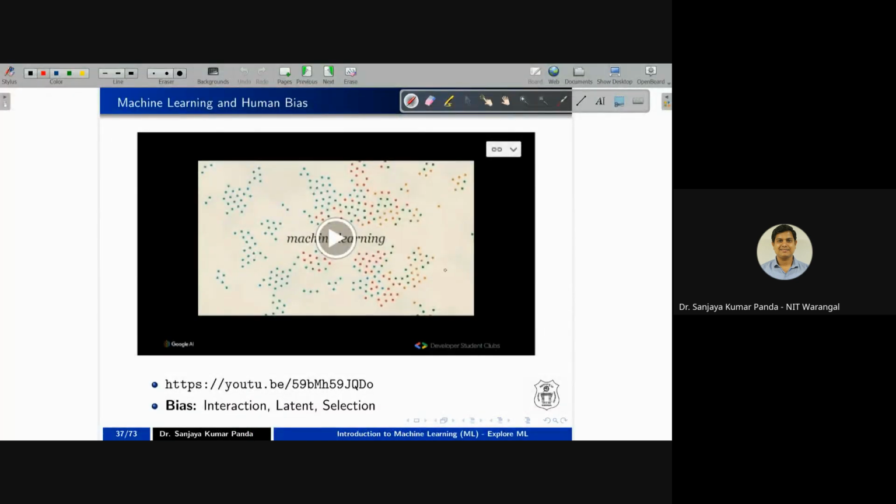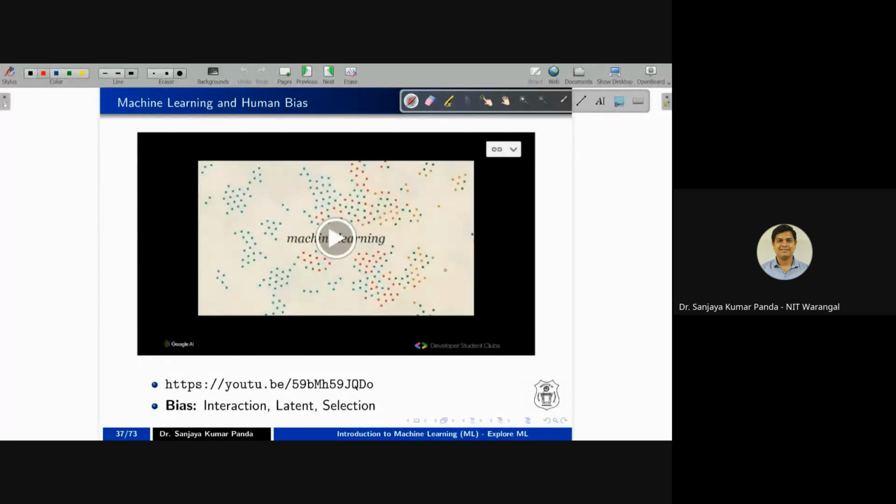Okay, so here you have seen there are three different types of bias. As I said, one we have seen is interaction bias, another is latent bias, another is selection bias. We have seen a couple of examples, starting with a shoe, right? So your model has never seen a particular type of pattern, so it is not going to classify a different type of shoes in the category of shoe.